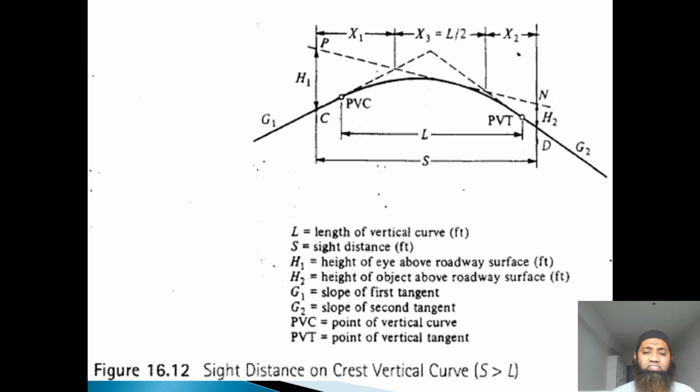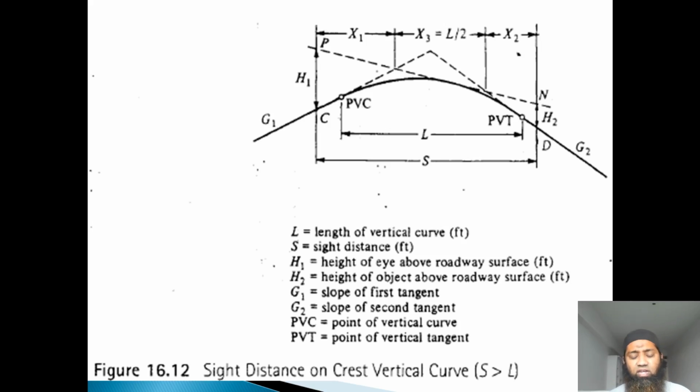As I had told you, L is the length of the vertical curve. How much should we provide? How much should we give the uphill? That is decided here, L. S is the sight distance, and that is provided in feet. S is the sight distance. H1 is the height of eye above roadway surface.